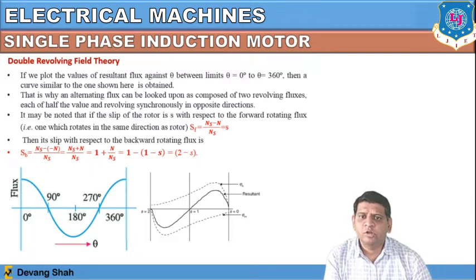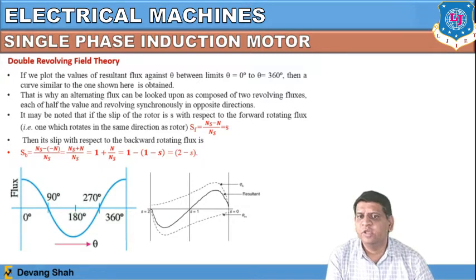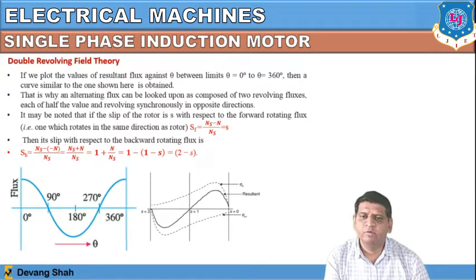Now if you check the slip condition of the rotor, once the rotor is moving in the forward direction, the slip SF is equal to (ns minus n) divided by ns, which is equal to s, where ns stands for the synchronous speed of the rotating magnetic field and n is the speed of the rotor. In the same way, the slip of the backward rotating flux is SB, and that is equal to 2 minus s. This is just the equation based on the slip of the double revolving field theory.